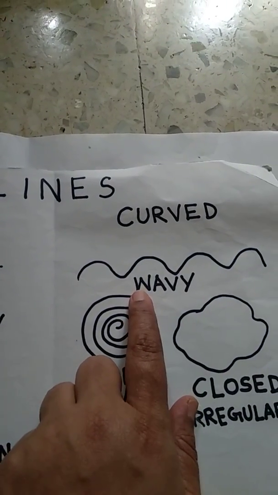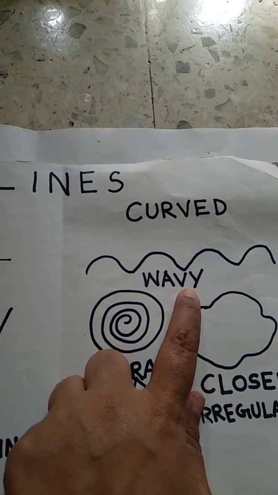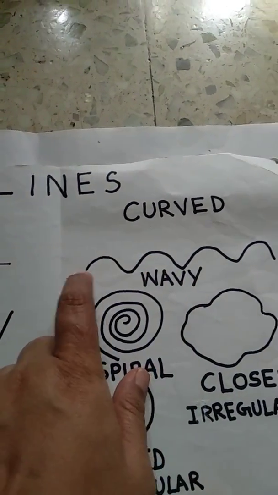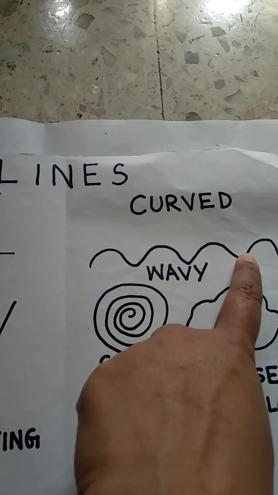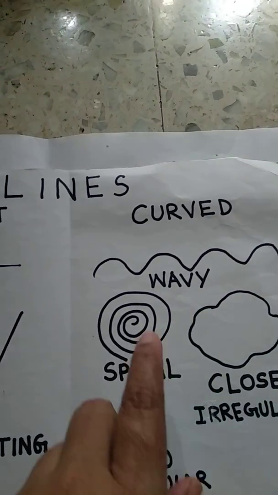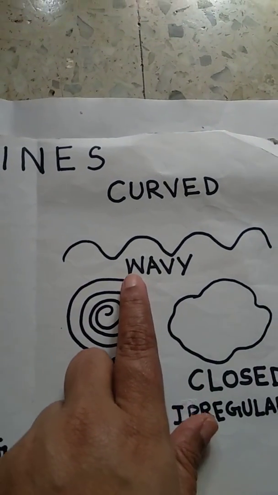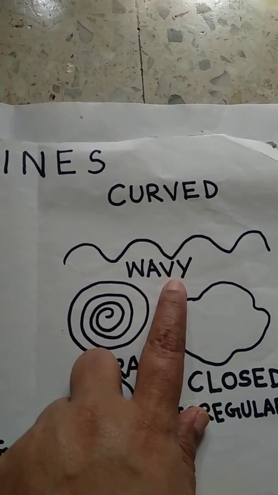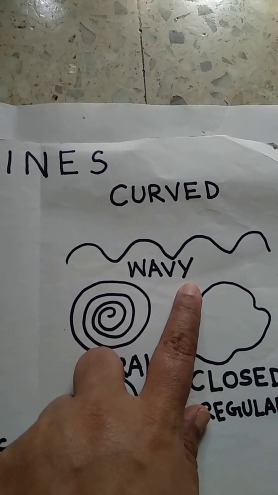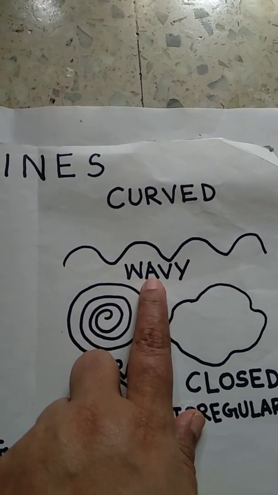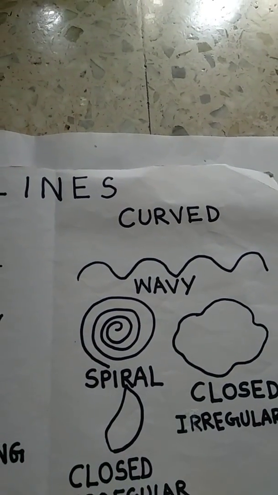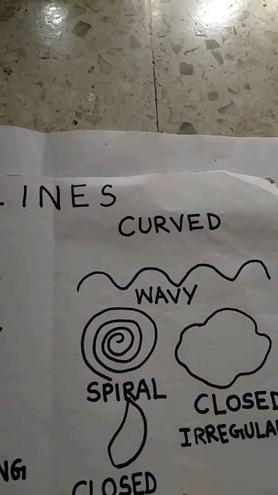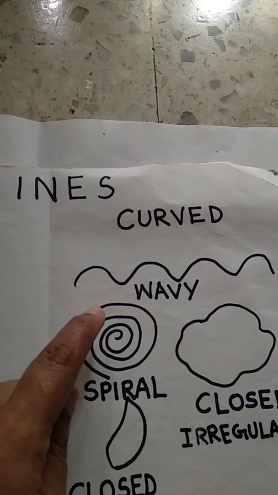This is called a wavy line. What is it called? It's called a wavy line. It looks like an earthworm. What is the spelling of wavy? W-A-V-Y. Wavy. Alright.